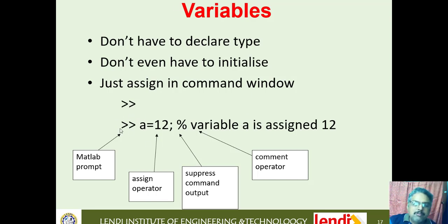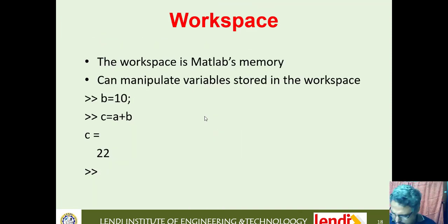Now observe this one. This is called the MATLAB prompt. Suppose you write a equals 12, then semicolon, then percentage. The percentage symbol is the comment operator, already discussed. The semicolon is the suppress command output operator, already discussed. The assignment operator is equals, which we already discussed. This is the command prompt. This is about variable declaration: no need to declare the type, whether it is int or float. We already discussed the workspace.